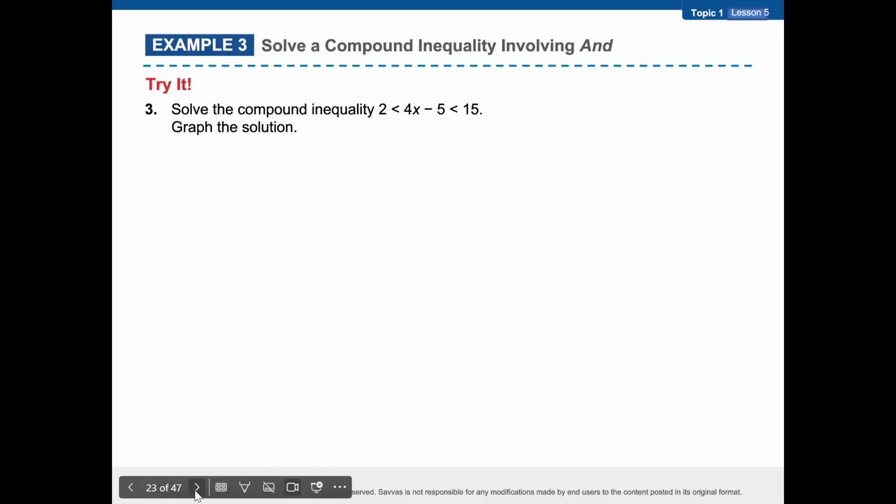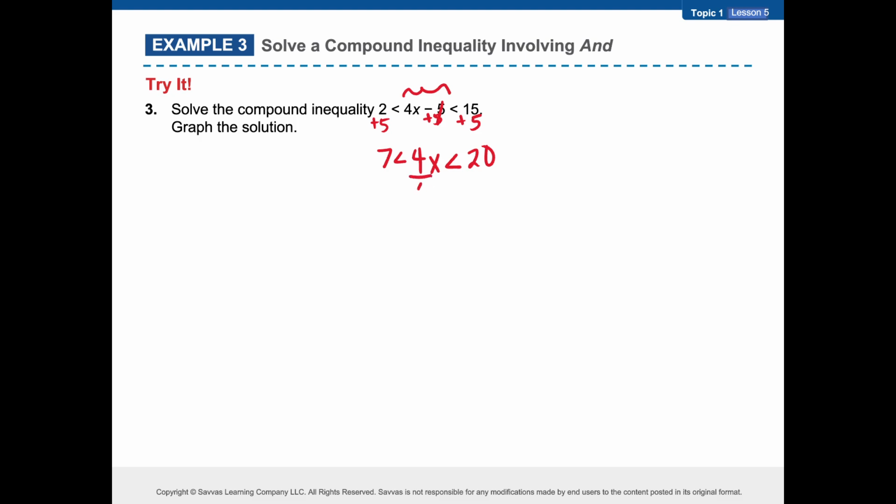Here's a try it. You can pause, try on your own. Same concept. Two inequalities with an expression in the middle, trying to solve for x. Add 5 to both sides of that inequality. 2 plus 5, 7, less than 4x, less than 15 plus 5, 20. Divide by 4 to both sides. You can leave it as 7/4, less than x, less than 5. If you want to turn it into a decimal, it would be 1.75.